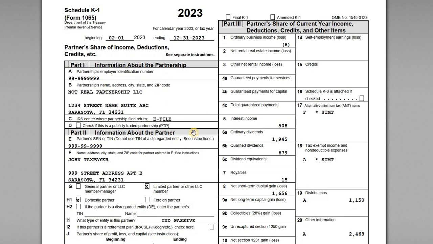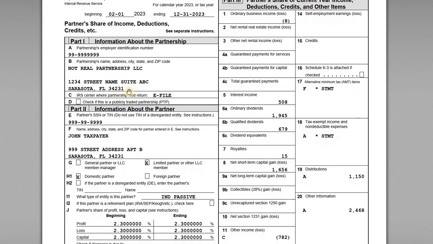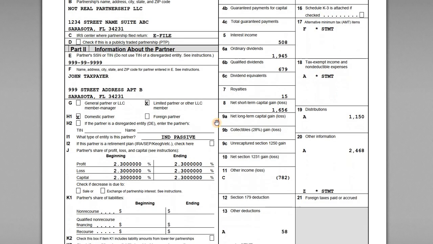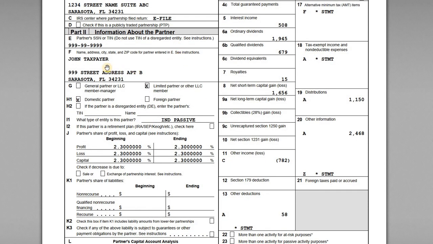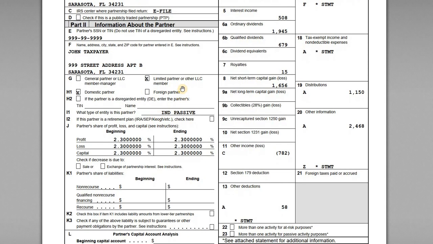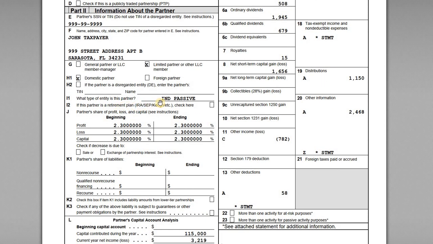Okay, so first thing is some of the identifying information on the left-hand side. So we've got the name and address and EIN of the partnership, and then in Part 2, information on the partner. So we've got John's name, his tax ID number, and they have indicated here that he is a limited partner, right? So he's not an LLC member manager. He is a domestic partner, so he is a U.S. person. And the type of partner, he's an individual, and they've highlighted that it's a passive activity to him.